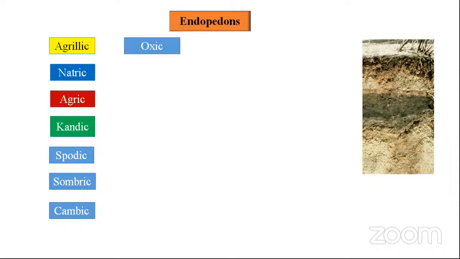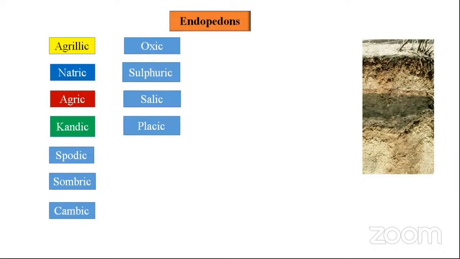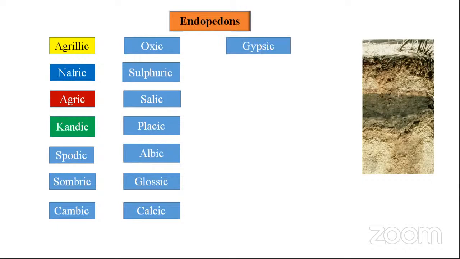The very first one is the argillic endopedon. The second is the natric endopedon. The third is the argic endopedon. The next is candic, then sporic, sombric, and cambic. Coming next is oxic, and sulfuric, a very interesting one. Next is salic, plastic, albic, and glossic. Next is calcic and gypsic.